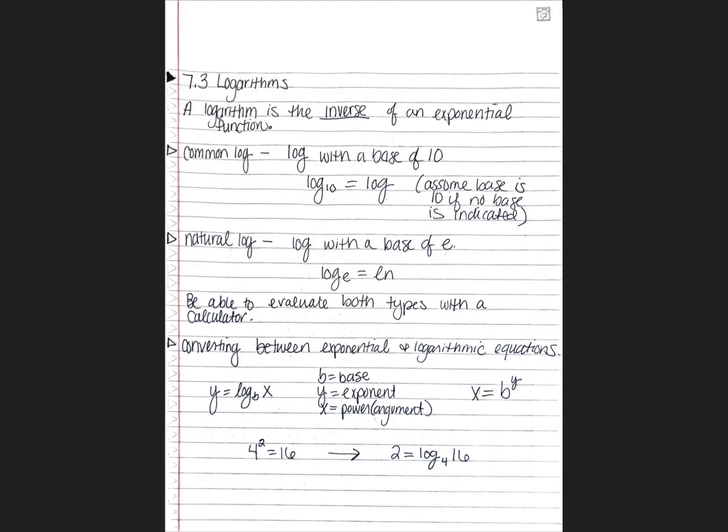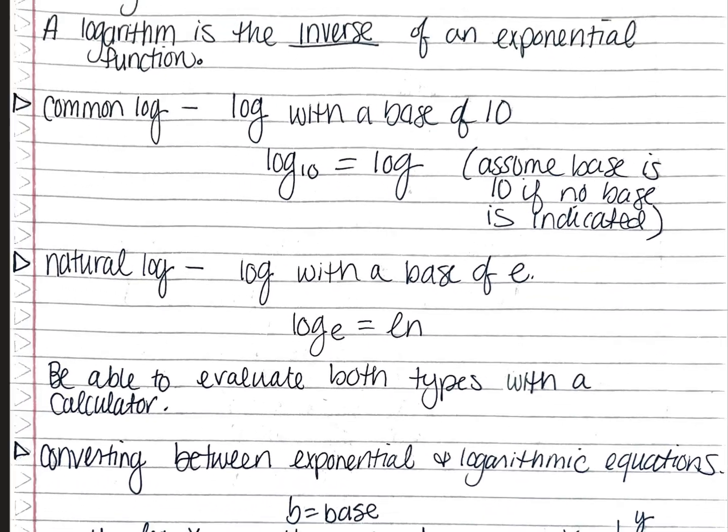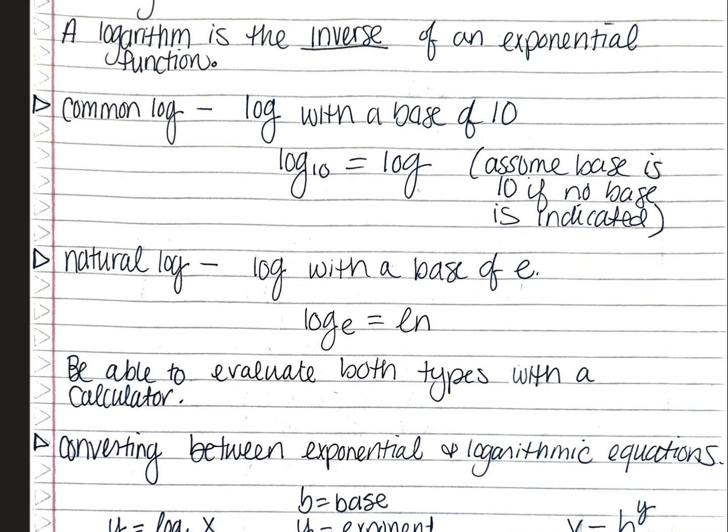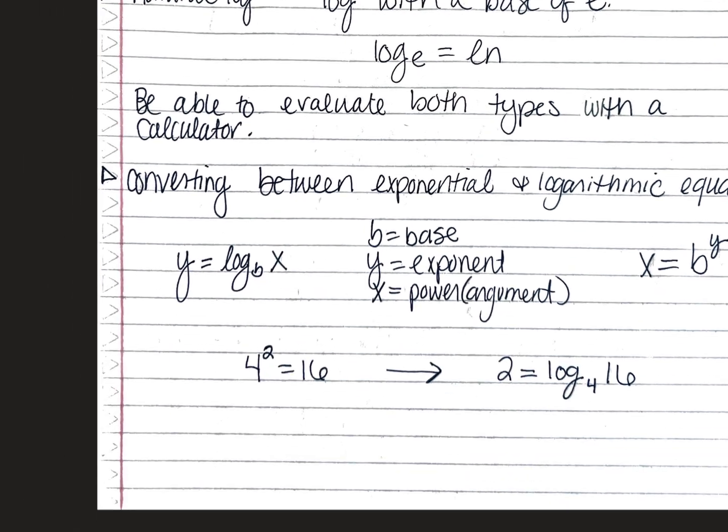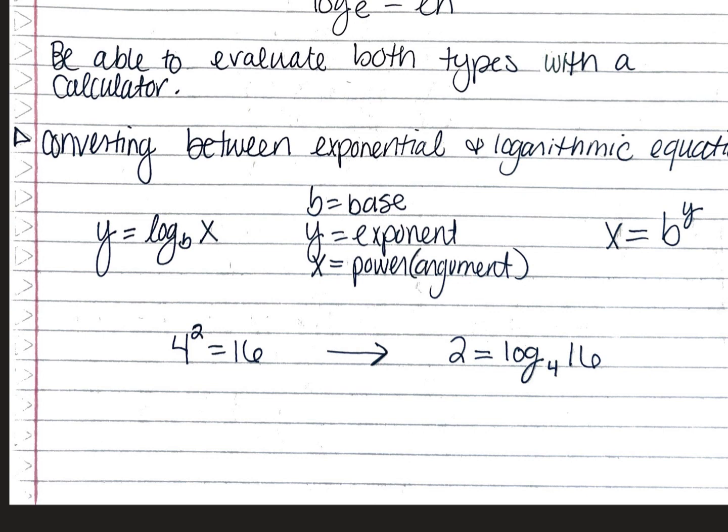Then we talked about logarithms. Remember, if there's no base, it's a common log, right? Which means it assumes log base 10. Okay. If it's ln, that's log base e. Make sure you know how to plug those in on a calculator. Do we remember? Yes. Okay. We just did all that with change of base. And then remember to convert between them.